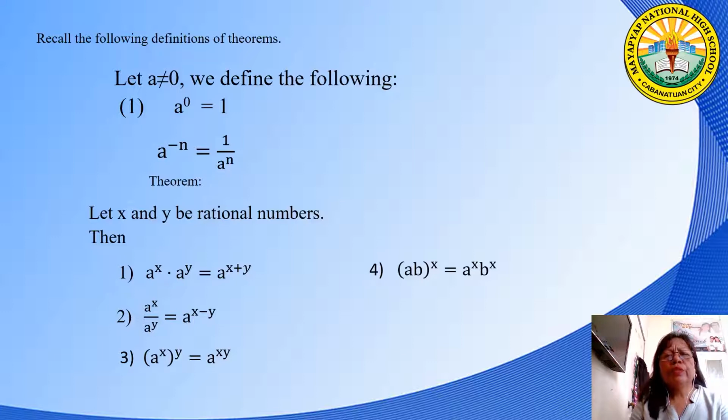For a times b raised to x, your x is distributed to the factors a and b, so we have a raised to x times b raised to x. Then for a over b raised to x equals a raised to x over b raised to x, you distribute the exponent x in the given fraction.